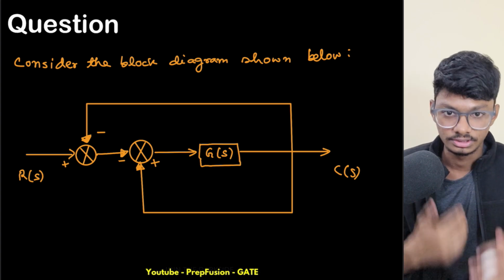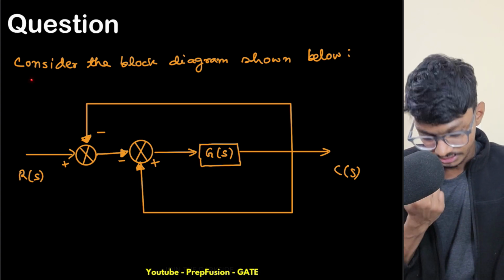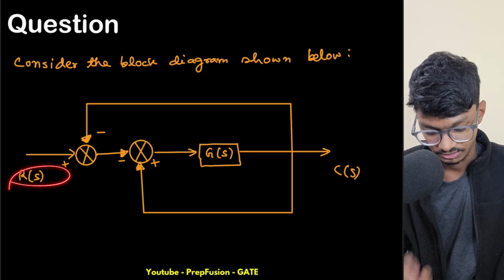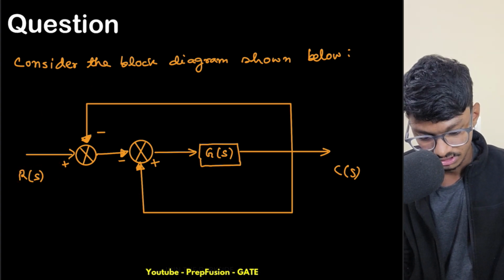Okay, so let's start with the solution of control system. This is a simple question. You have been given a block diagram, and you have to find the transfer function. Basically, you have to find the ratio C upon R of S.